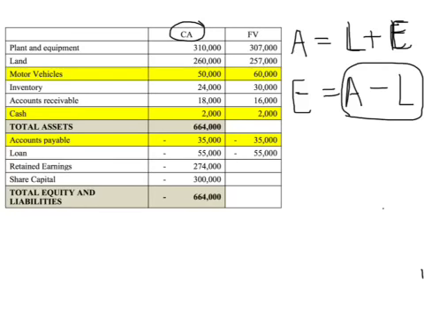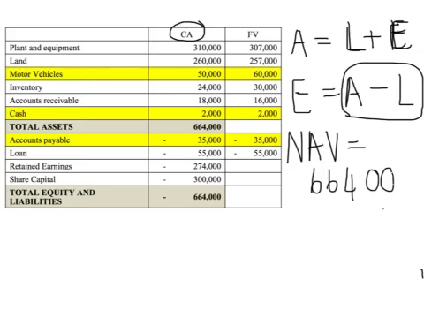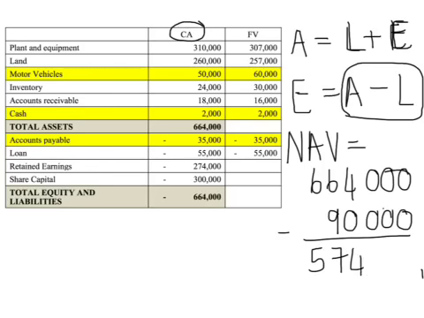So in this example, our net asset value would be calculated as $664,000. That's our total assets, less our liabilities. That amounts to $90,000. Therefore, our net asset value at carrying amount should be $574,000, which should agree to our total equity.